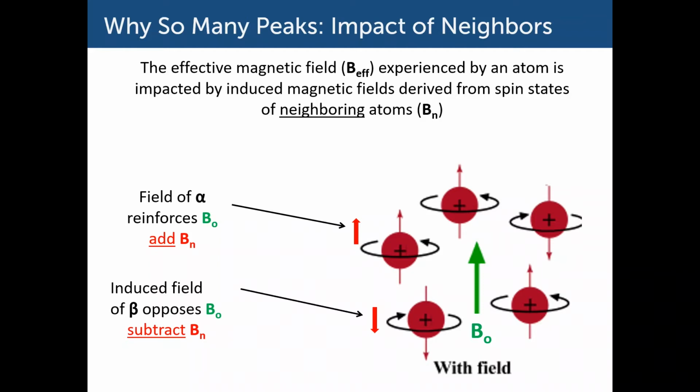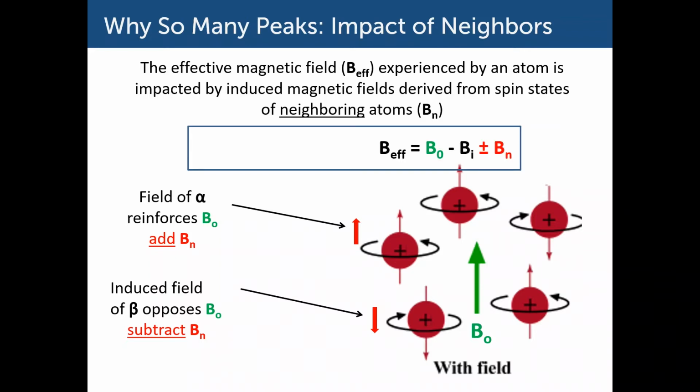So basically what we're saying now is that our magnetic field that a hydrogen atom experiences, or BEF, is impacted by induced magnetic fields from neighboring atoms, right? So that means we need to include another term in our equation that gives us BEF, right? So now we have BEF is equal to the external magnetic field, B naught in green, minus the induced magnetic field from the electrons near a hydrogen, and then either plus or minus the induced magnetic field from the neighbors. So we'll call that last term B sub n.